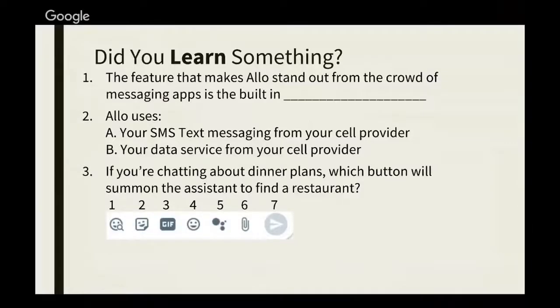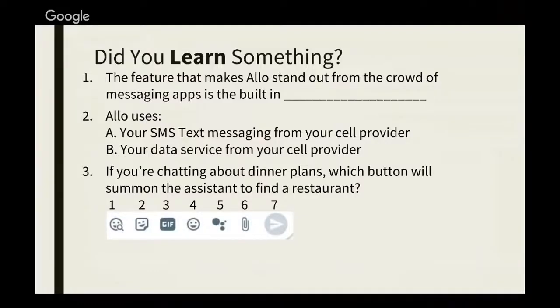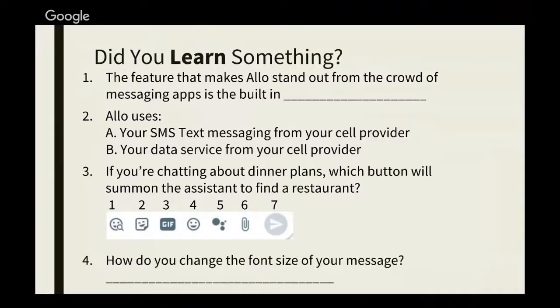Okay, if you're chatting about dinner plans, which button will summon the assistant to find a restaurant? Oh, this one's easy. I know this one. It's 5. Number 5. Get used to those little bubble things because you'll see them all the time. And how do you change the font of your message? The font size. Exactly. So that's what we called the whisper and all that kind of stuff. So you want to hold down number 7 in this image up above, and you can drag it up for bigger and down for smaller.